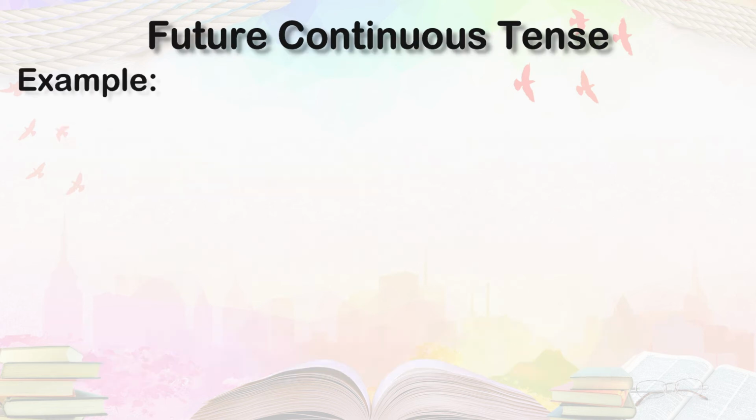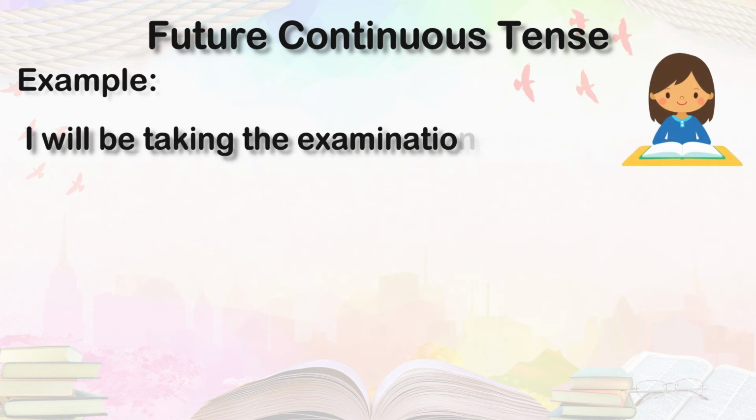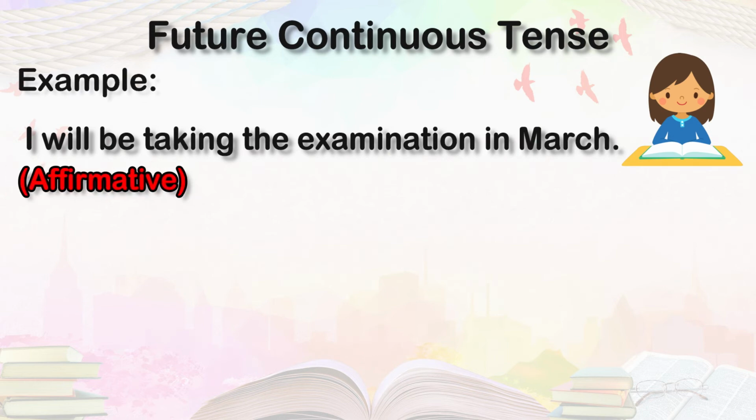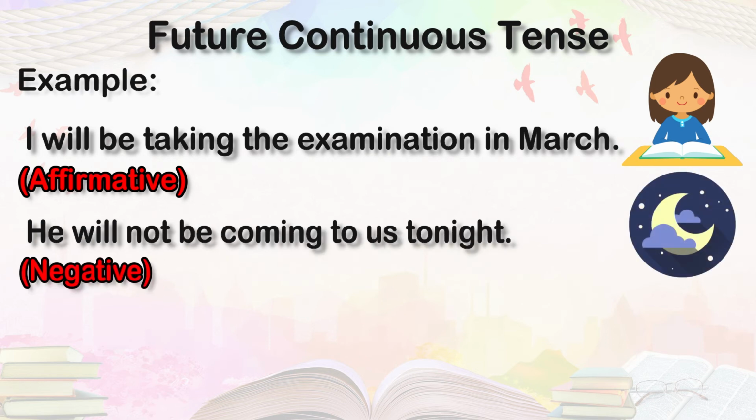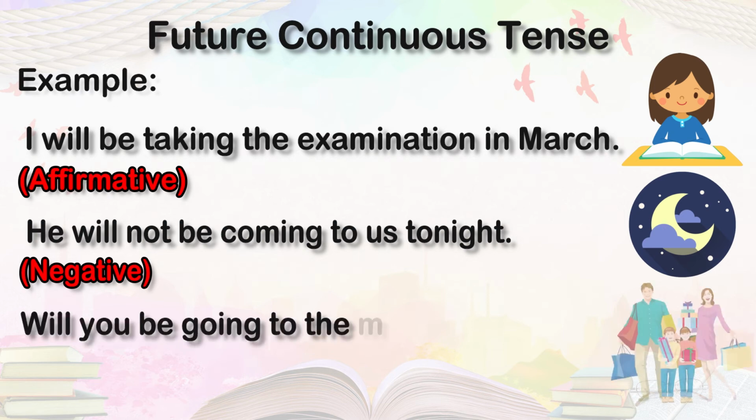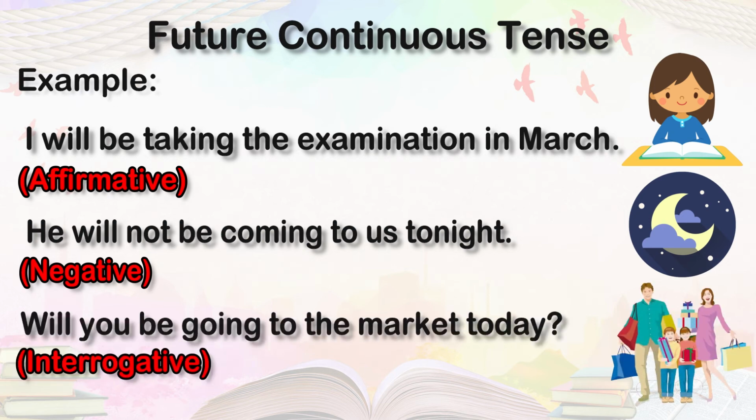Some examples: I will be taking the examination in March. In negative form, he will not be coming to us tonight. Interrogative sentence: will you be going to the market today?